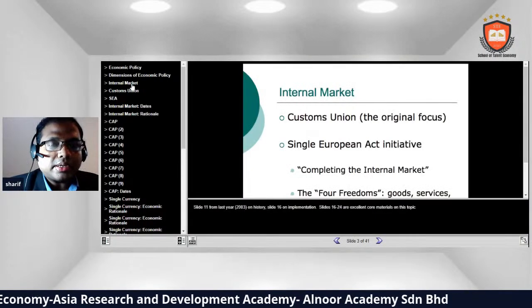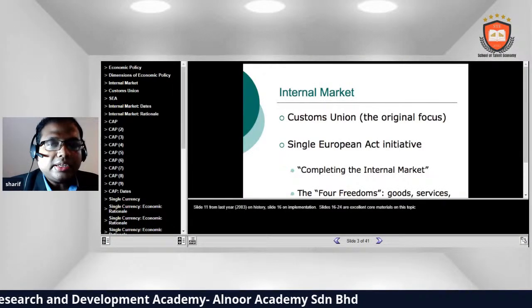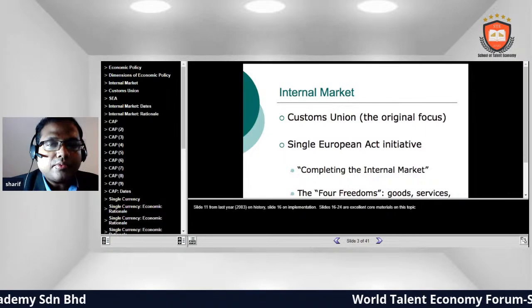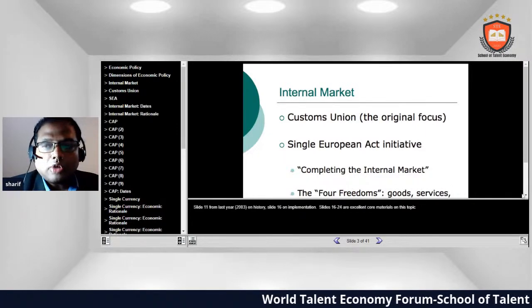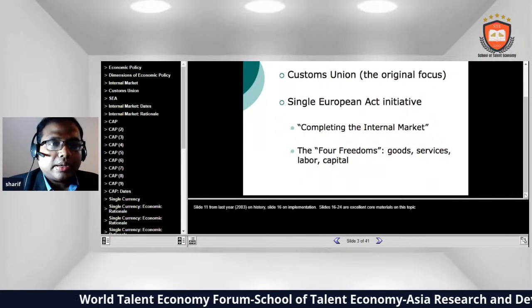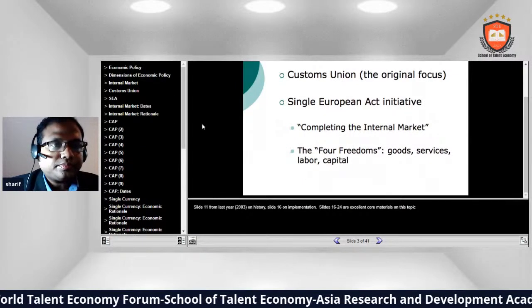What is the internal market? The internal market is basically based on the customs union and the Single European Act, which aims to complete the internal market for freedom of goods, services, labor, capital, and so on.